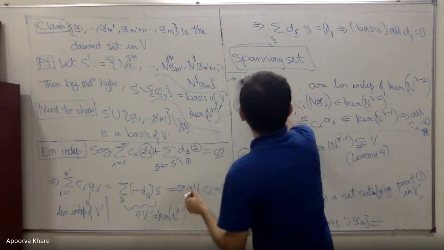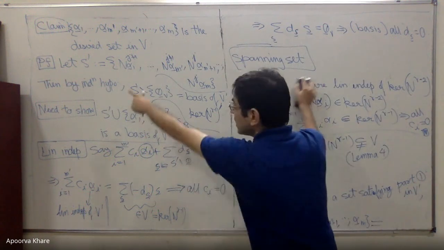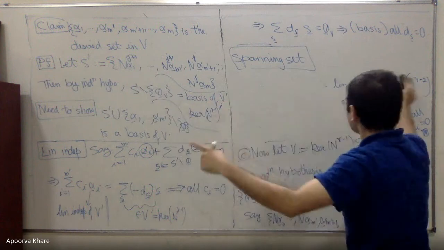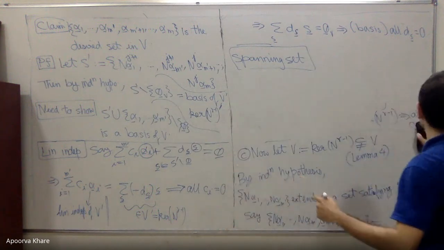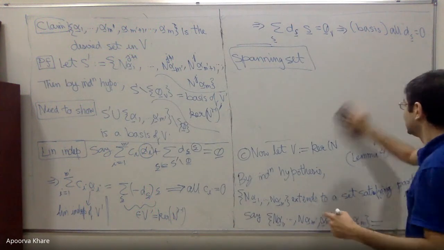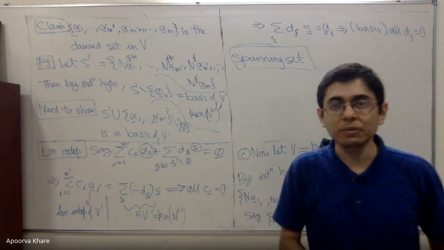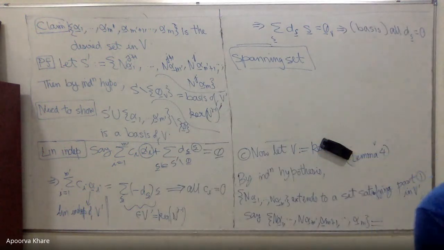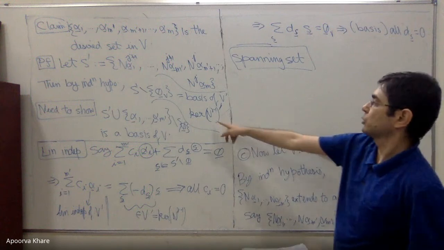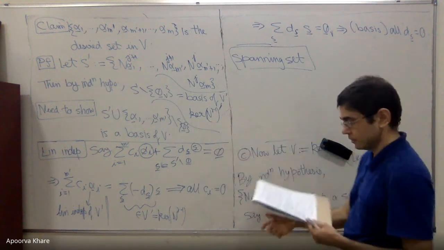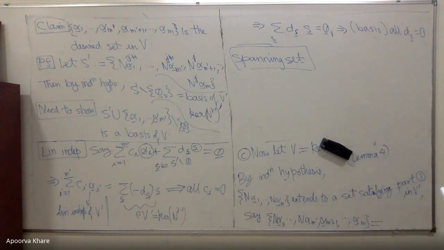That proves that the set that we desire, the original set minus 0, together with the original elements alpha 1 through alpha m prime, is already linearly independent. Now the only remaining claim is that it spans all of V, which is the kernel of N to the r, as opposed to the kernel of N to the r minus 1. Okay, that's like 2 lines.